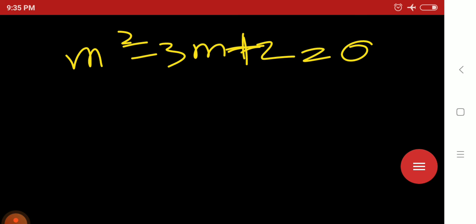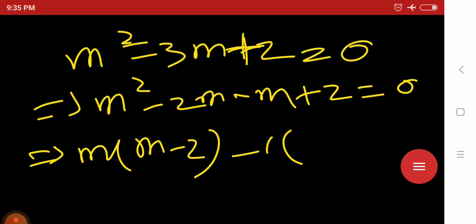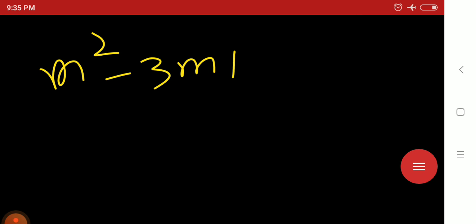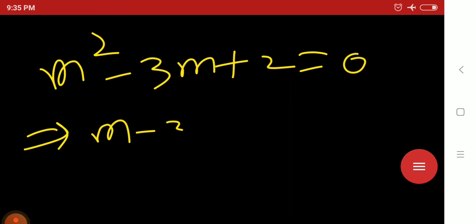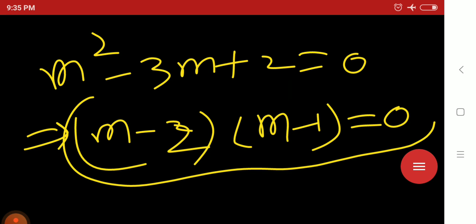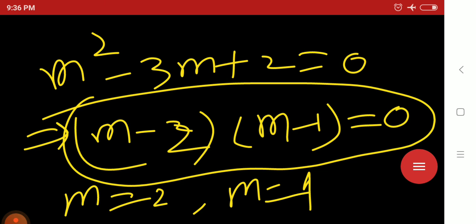m square minus 3m plus 2 equals 0. You can write m square minus 2m minus m plus 2 equals 0, or m into m minus 2 minus 1 into m minus 2. So after factorizing this auxiliary equation, we are getting m minus 2 into m minus 1. This equation we are getting. So we are getting two roots. Two roots are what? m equals 2 and m equals 1.